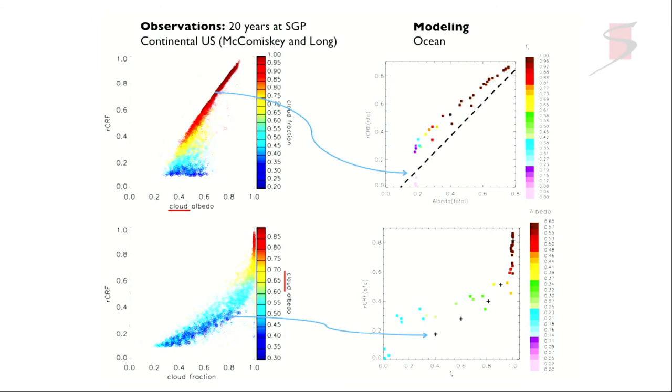Of course, we could do it from space as well. These are some observations from 20 years of data at SGP. The cloud radiative forcing over here as a function of cloud albedo, that's important. This is specifically the cloud albedo, not the scene albedo, and the same as a function of cloud fraction. But we can put these side to side. These are different regimes completely. And I've taken the envelope slope over here and superimposed it on this.